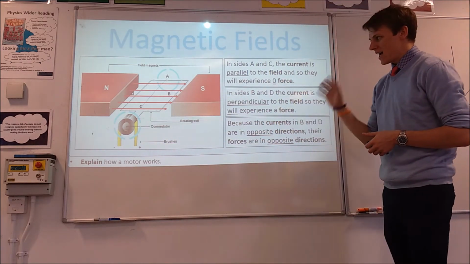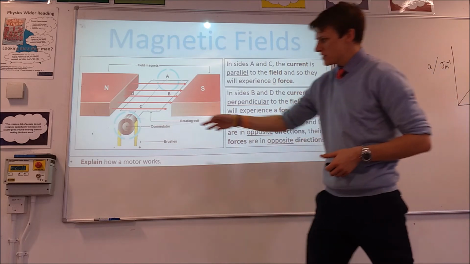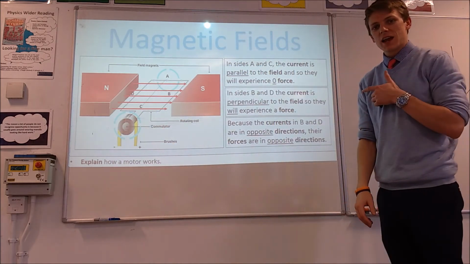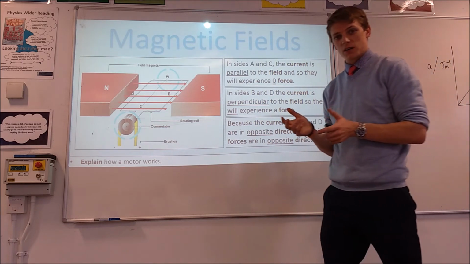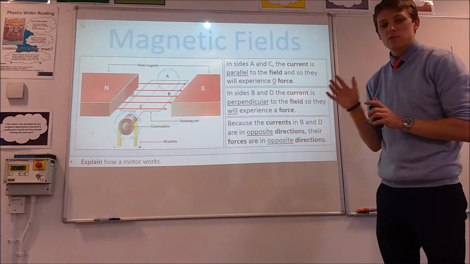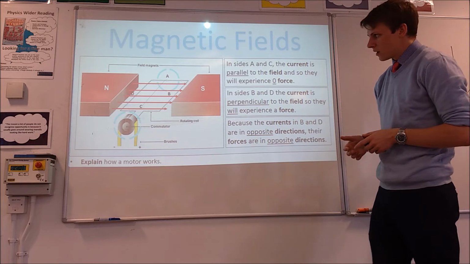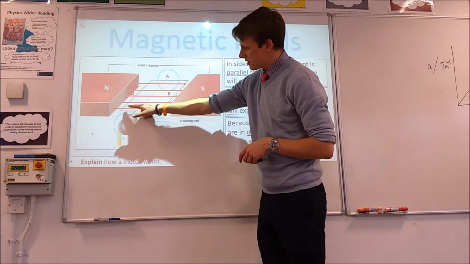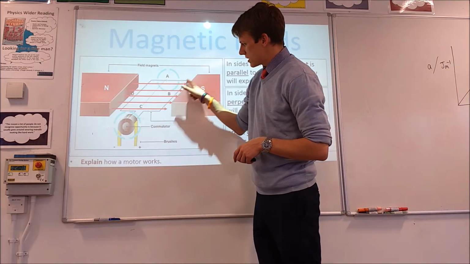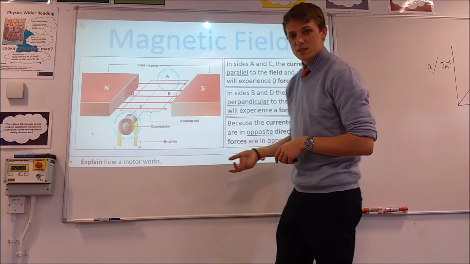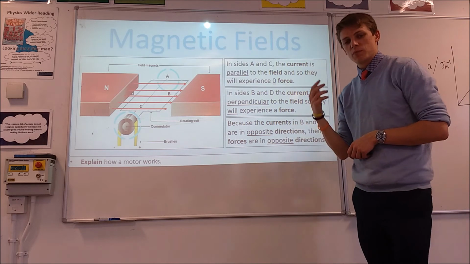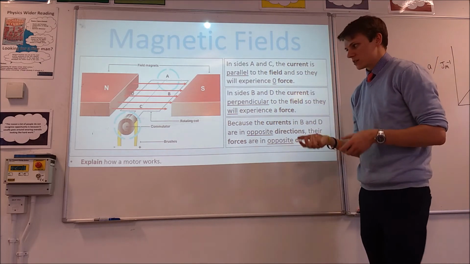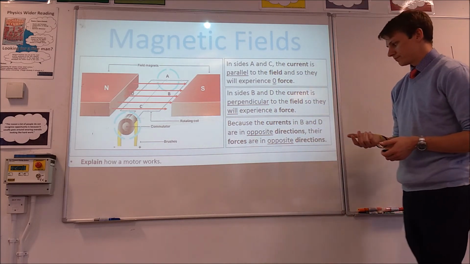So side A will experience no force, and the same for side B, because the electrons or positive particles, because we actually really think of the flow of positive particles for this kind of stuff, are moving parallel to the field. In B and D, however, we can see that the conventional current is going this way and this way, which is perpendicular to the field, so they will experience a force, and a force equal to BIL, because they're at 90 degrees to the field.